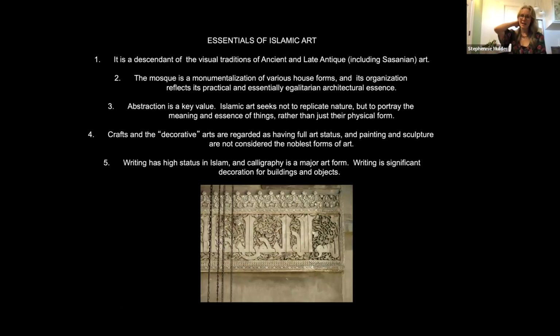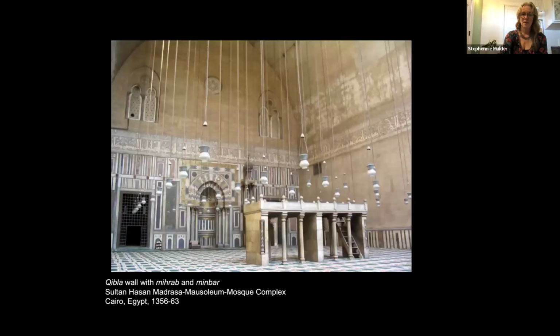Fifth, the idea that writing has high status in Islam. This is probably also very familiar to this particular audience. And calligraphy is, of course, a major art form. Writing is significant decoration for buildings and objects, and its elevation to a high art form already was in place by about the 10th century. We see, for example, that buildings use ornamental calligraphy as a major feature of architectural ornament that unifies spaces, which were not always necessarily meant to be read in a textual sense, but rather to communicate knowledge, learning, and also the simple and powerful beauty of the Arabic characters themselves.